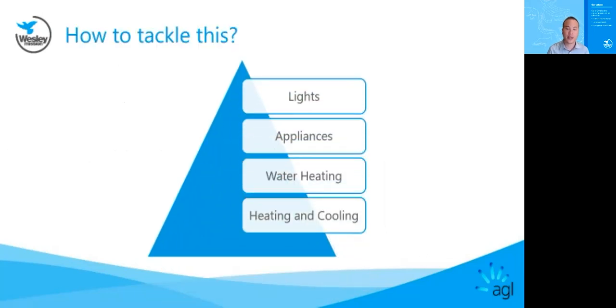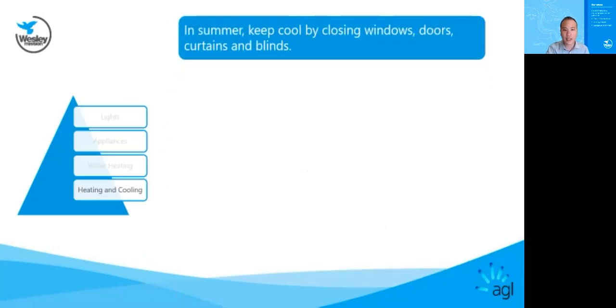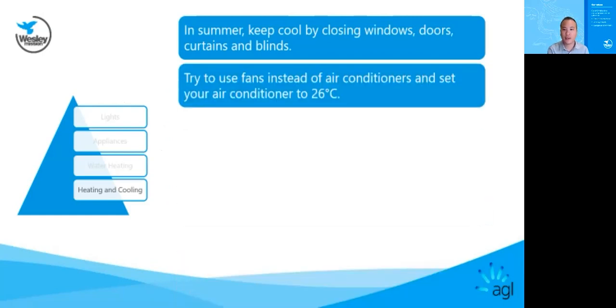So how do we tackle this? I think it's important to look at your home in 4 key areas: heating, cooling, water heating, appliances, and finally lights. So with heating and cooling, in summer, close your windows, your curtains, your blinds. Keep it in, don't keep it out. Use your fans instead of air conditioners. And if you do have an air conditioner, set it to 26 degrees. Even in our offices, I've seen times when the aircon's at 17 or whatever it is, or very low. The research says and experience says that if you set it to 26, you still achieve what you need to achieve in terms of having a comfortable environment.